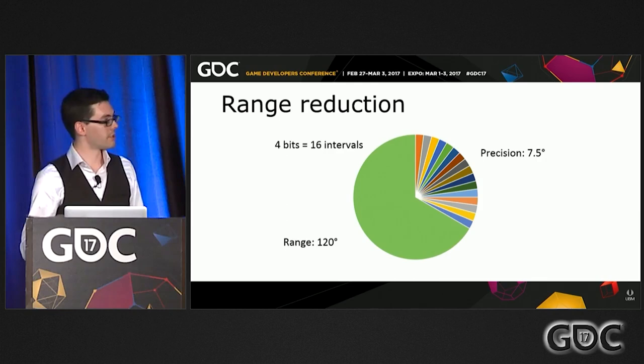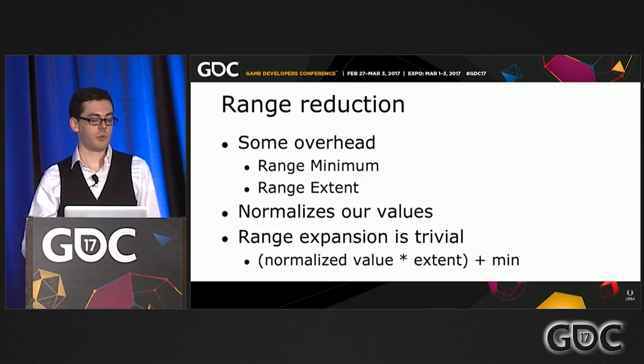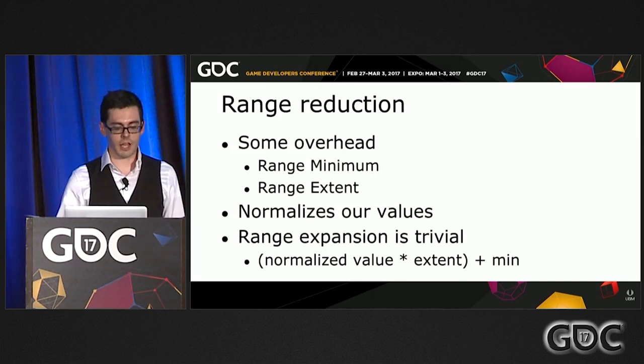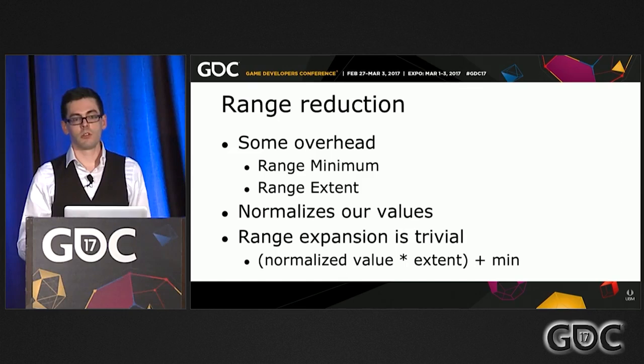Of course, the trade-off is that we now have some overhead. We need to store the range minimum value as well as the range extent in order to reconstruct our values. We have to normalize our values within that range as well, which is good for us because it means that after this step, our rotation, translation, and scale data now use the same units as the scale value within the range between 0 and 1. And of course, reconstructing the value and performing range expansion is trivial. It's a multiply and add, which is very efficient with the hardware.